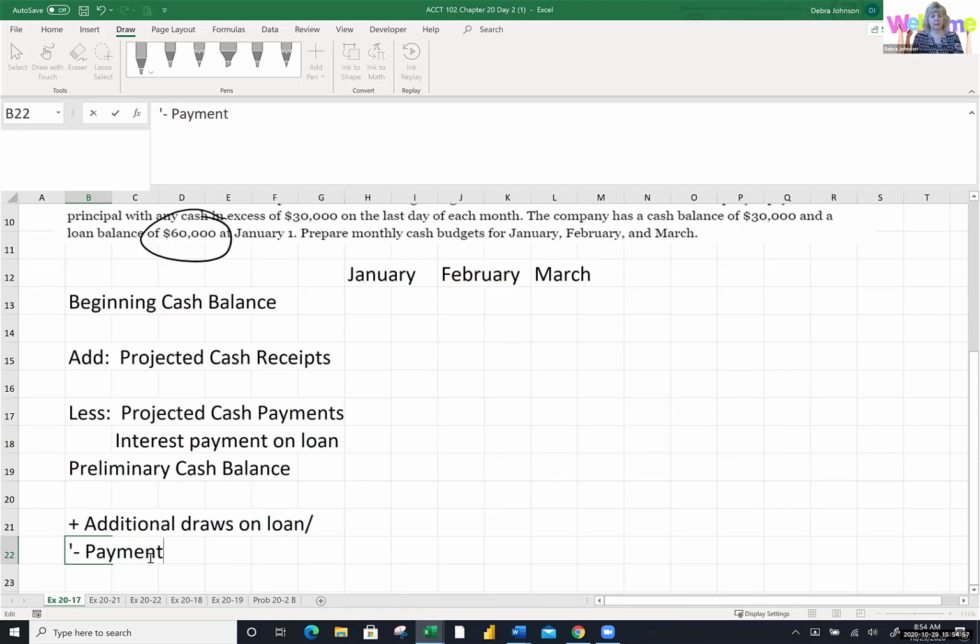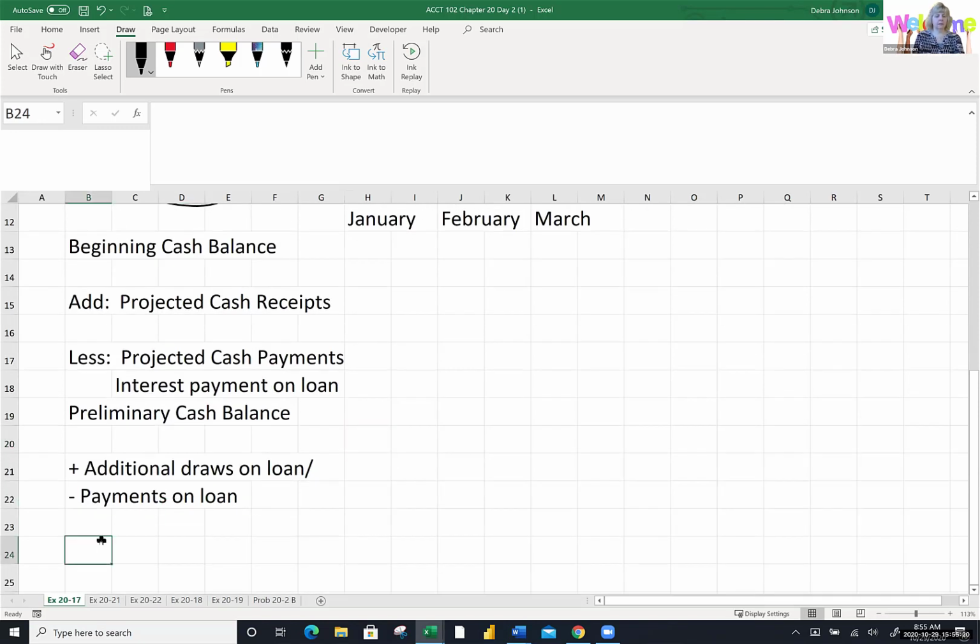So less payments on loan. That's all going to depend on this line item. When we do January, if it's above 30, we'll start to pay the loan back. If it's below 30, we're going to have to draw some more money and increase our cash account because we made that promise. And once we're all done with that, that's going to be our ending loan balance.